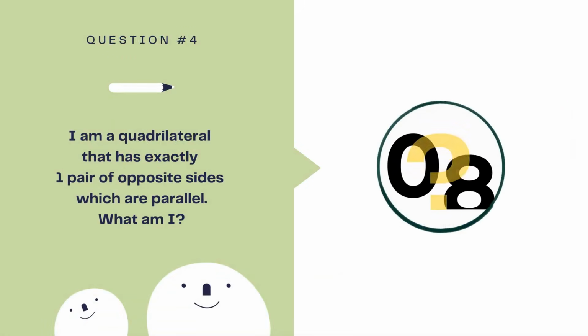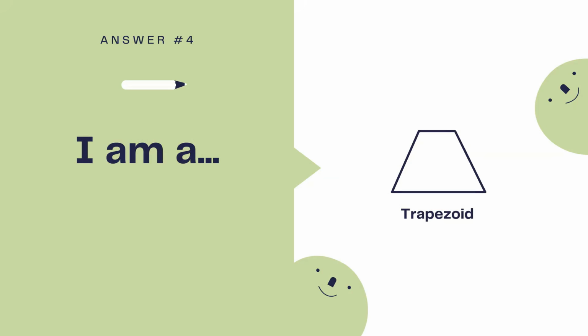I'm a quadrilateral that has exactly one pair of opposite sides which are parallel. What am I? 2, 1. I am a trapezoid.